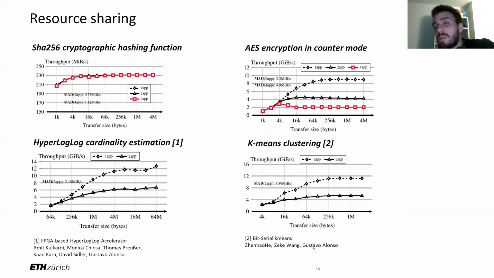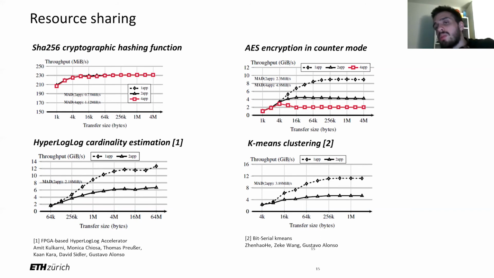So we run 4 different applications. The first one is the SHA-256 cryptographic hashing function, which is compute bound and uses a low amount of memory bandwidth, so thus it scales perfectly. In contrast, we have the AES encryption in counter mode, which is highly parallelized, and it actually has to share the available memory bandwidth. We also run 2 more complex applications, the hyperloglog cardinality estimation, and then the k-means clustering.